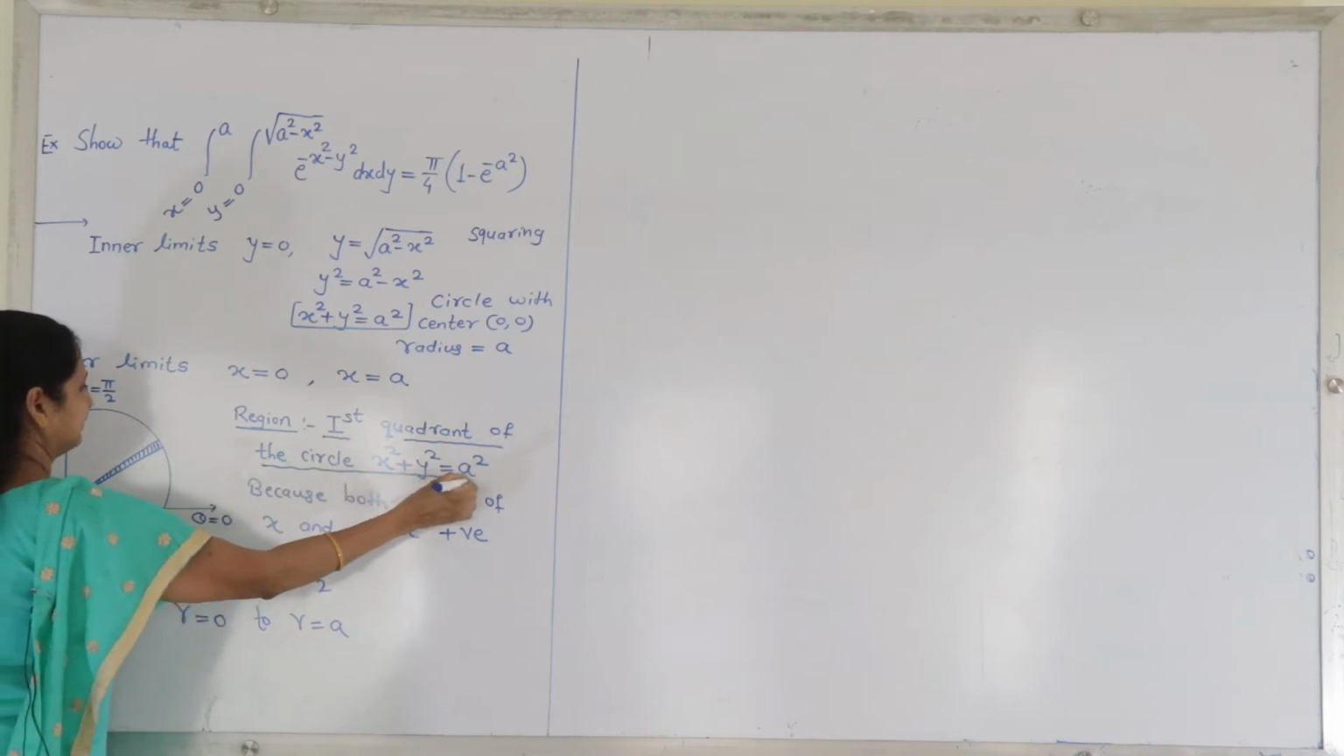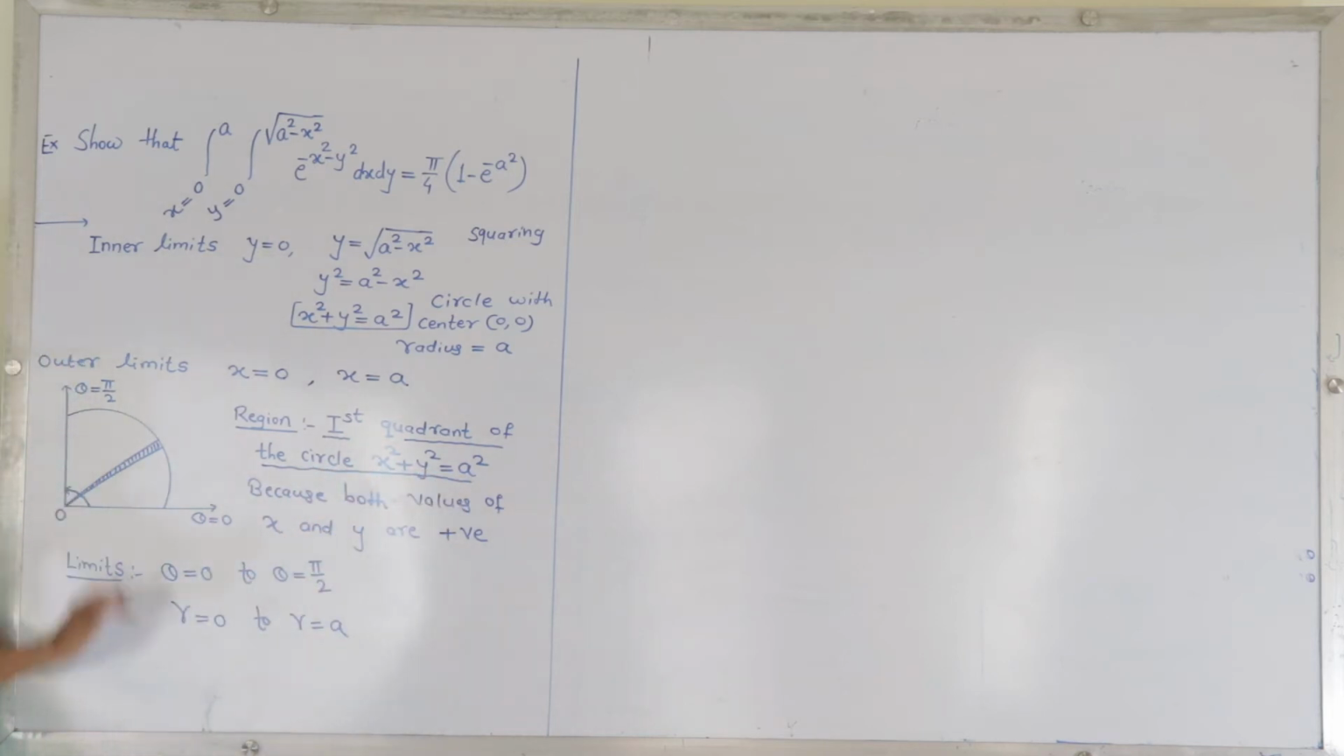That is important, because without the figure we cannot find the limits of r and theta. Region is the first quadrant of the circle. Now this is the figure, only the first, positive quadrant. In Cartesian you can give this name as y is equal to 0, equation of x axis, x is equal to 0, equation of y-axis, and this is the radius. This radius is a, 0 to a.